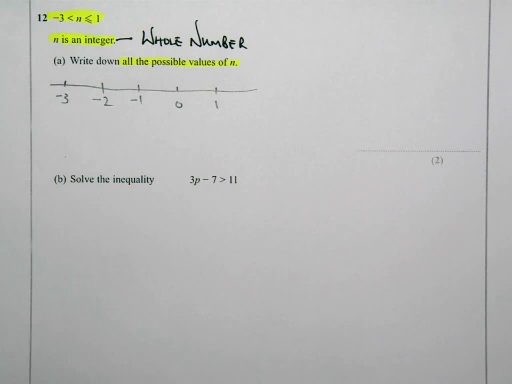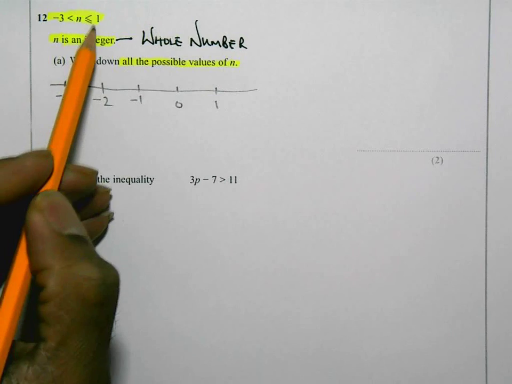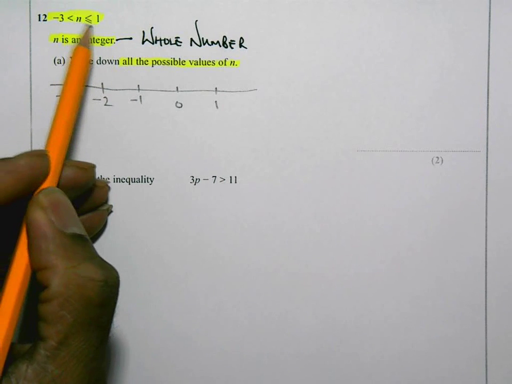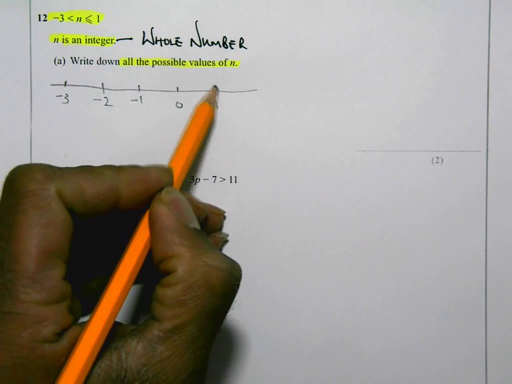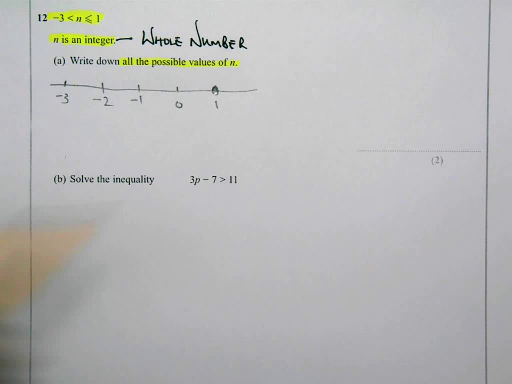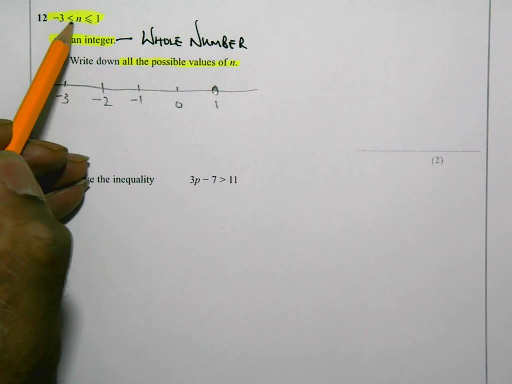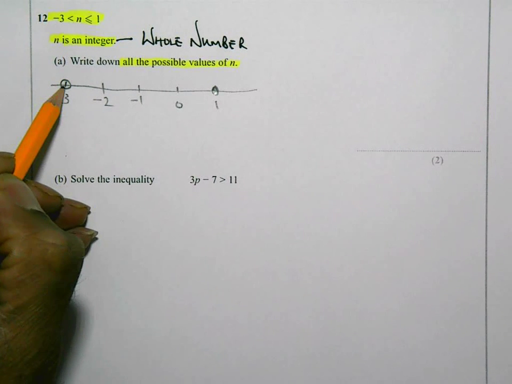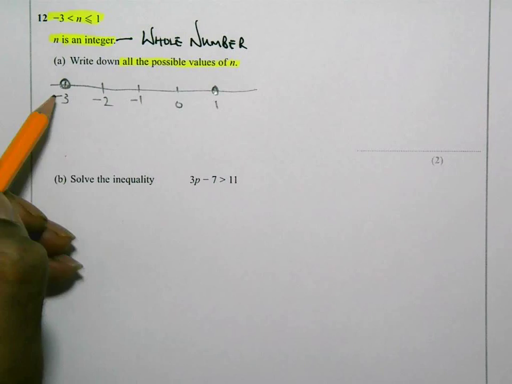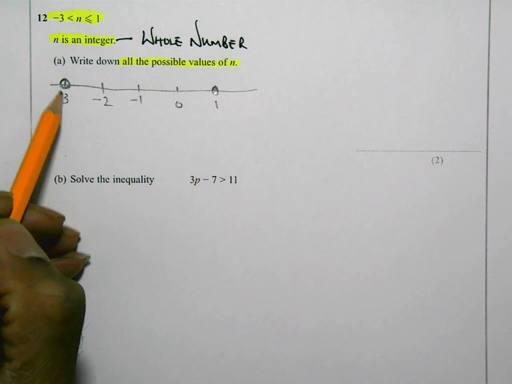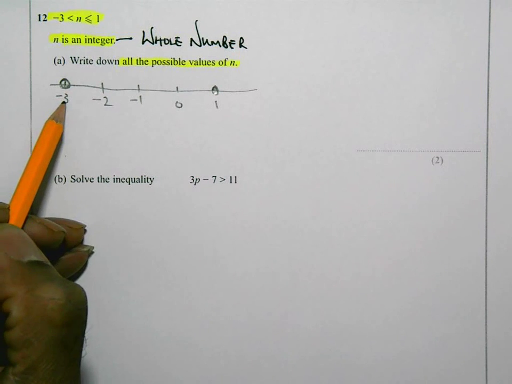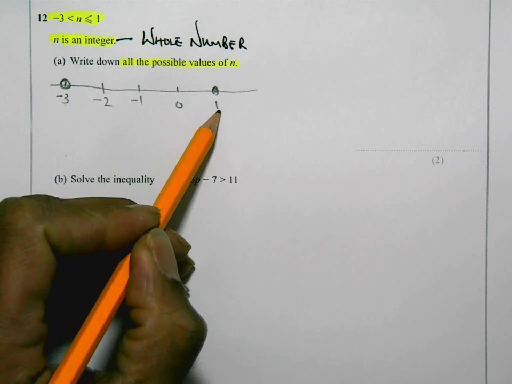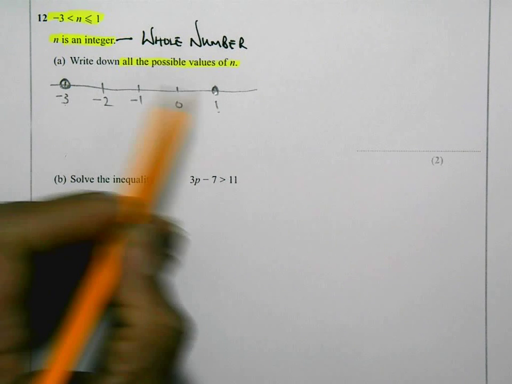However, let's look at the symbol and think about what I said before. Because that's less than or equal to, that means n can be equal to 1. So I'm going to put a solid dot there. But because there's no extra line under that less than sign, that means n cannot be equal to minus 3. So it's any whole number between minus 3 and 1, but it can't be equal to minus 3, and it can be equal to 1.